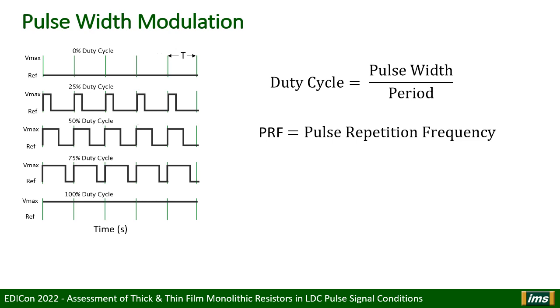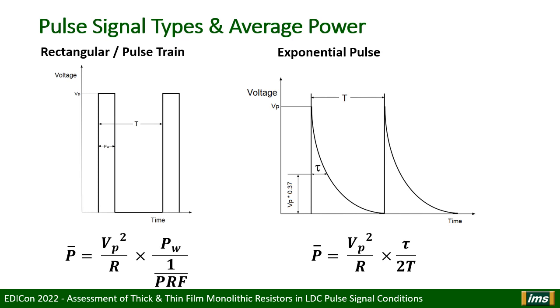The duty cycle and PRF are both important and useful pieces of information used to classify and describe signals, since there are an infinite or near infinite combination of pulse width and period. The two main classifications of pulse shapes are the rectangular and exponential pulse, and the average power in watts for each can be calculated using the following formulas.